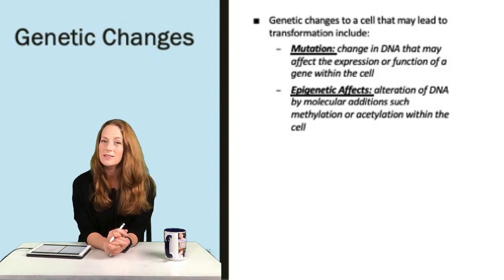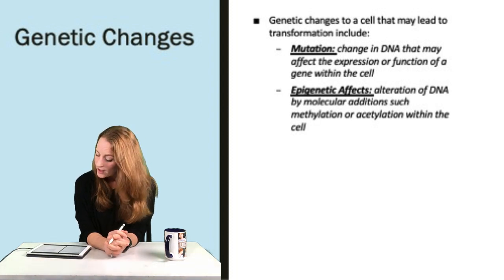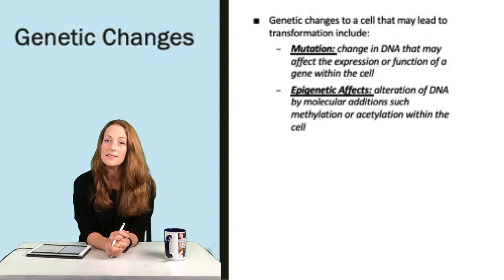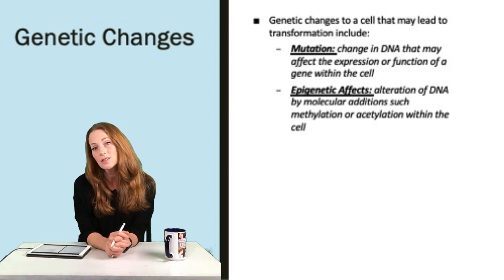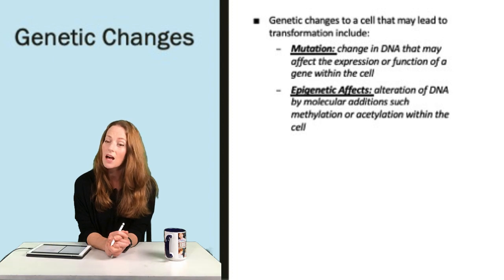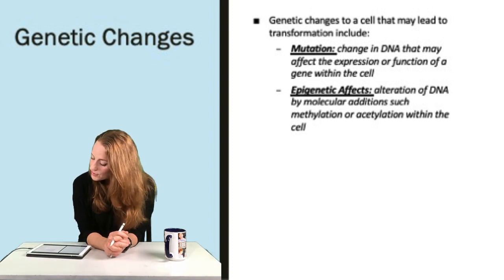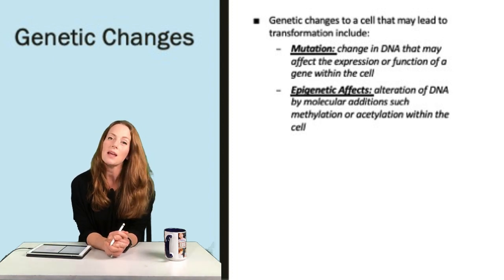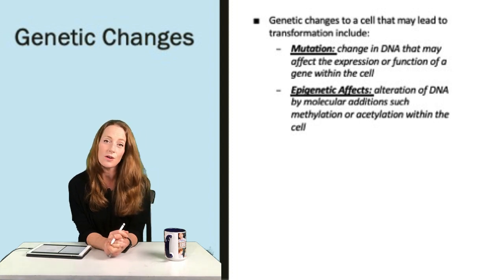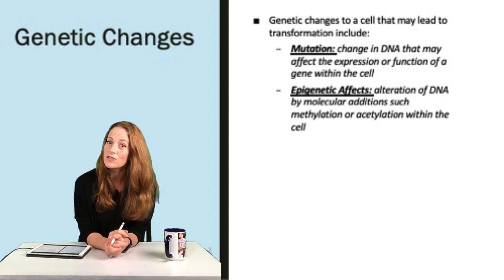Genetic changes to a cell lead to cell transformation to cancer. These could be direct genetic mutations or also epigenetic alterations. Remember that genetic mutations are changes in the DNA that can alter the expression or function of a cell. Epigenetic effects are alterations of DNA by molecular additions that can turn on or off certain genes, promoting cancer cell formation.